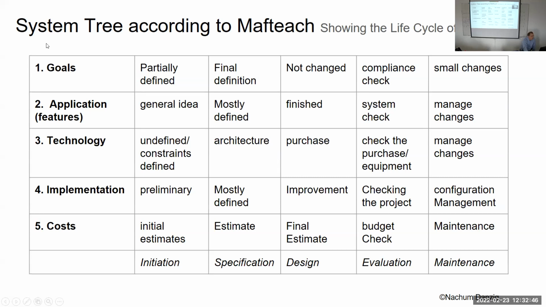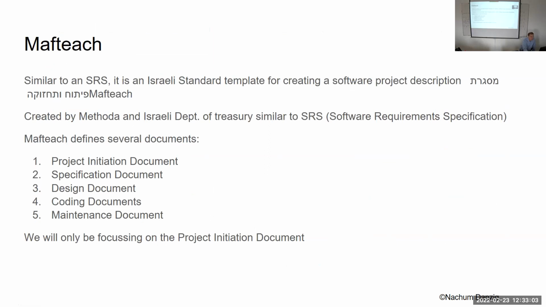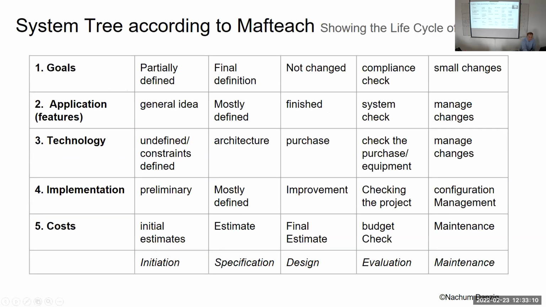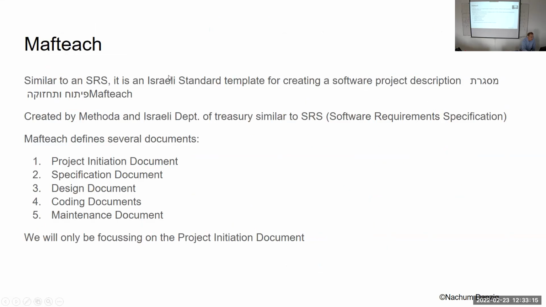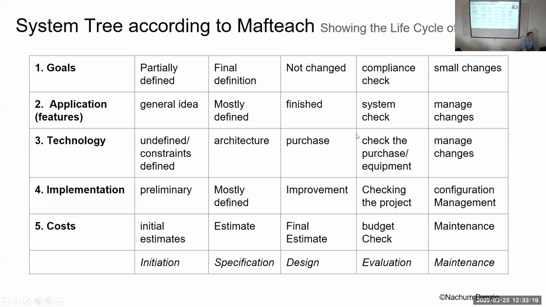This is a kind of weird table. The system tree according to Mafteach, showing the life cycle of a project. So we talked about life cycles of a project. Anywhere else in the world they use the same sort of method, or is this unique? That's what I say. It's similar to an SRS. An SRS is international; the concept is the same all over the world, but exactly the definitions could be slightly different. But the concept, it's a type of software requirement specification. Specifies what the requirements of the software are.